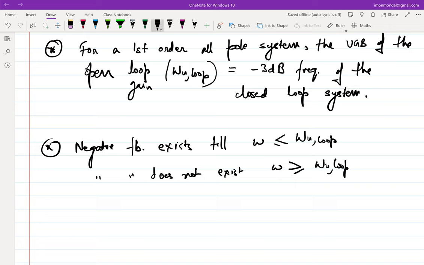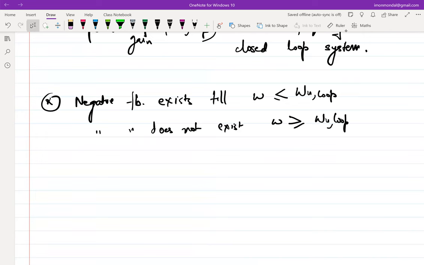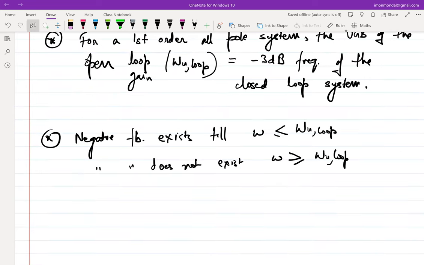So for the purpose of our first order or zeroth order analysis, we'll make this assumption going forward all the time: if omega is less than omega U loop, negative feedback exists. If omega is greater than omega U loop, negative feedback does not exist. Again, we have talked about this in detail. Whatever we have done is only for all pole first order systems, so these assumptions will not be valid in the strictly mathematical sense for any other order.